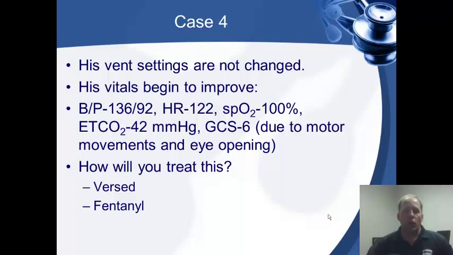All right, so we recheck our vital signs. We've got a blood pressure now of 136 over 92, a heart rate of 122. SpO2 is now 100%, so our treatment was successful. Our CO2 is 42, which is almost optimal for this kind of patient. Our GCS is 6, so we still have some moving around and some eye opening.